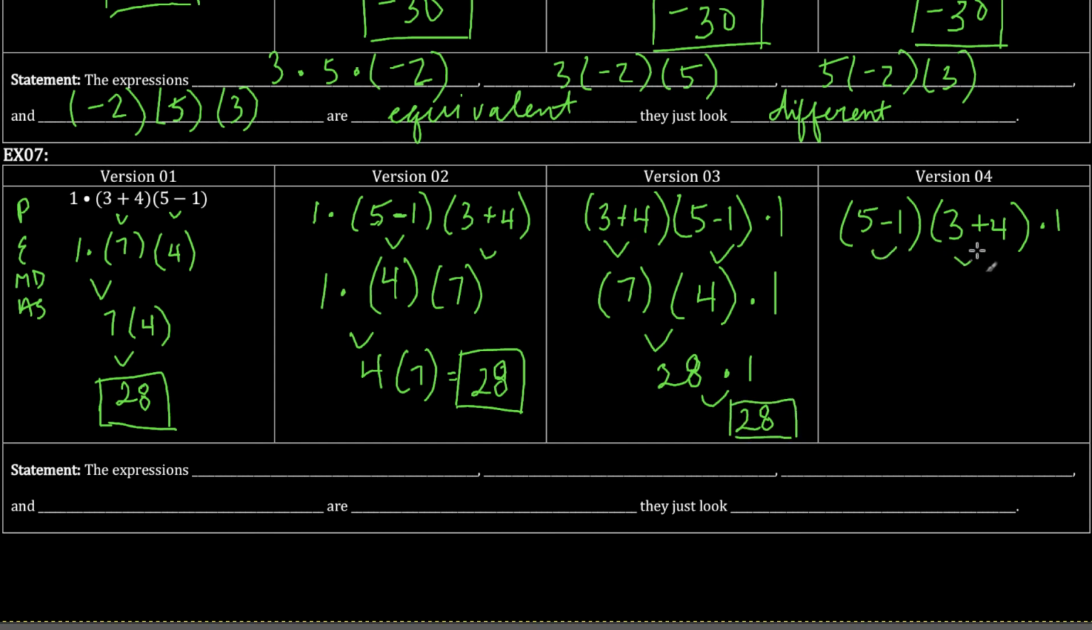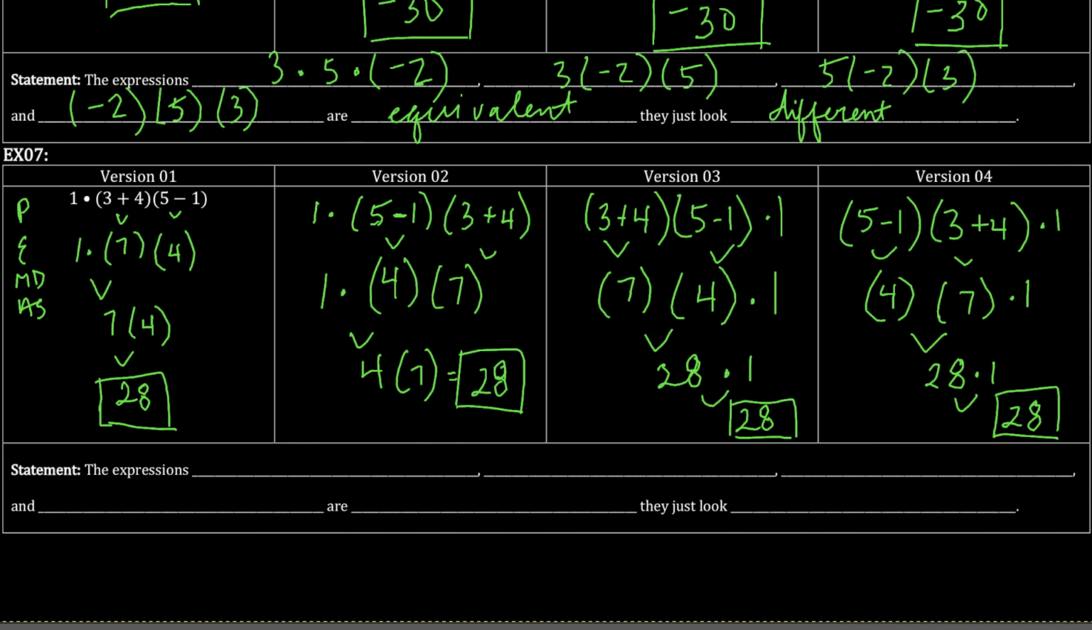And inside parentheses first, 5 minus 1 is 4. Start seeing a pattern by now. 3 plus 4 is 7. Or start seeing some, I guess, common links, right? 4 times 7 is 28. 28 times 1 is 28.